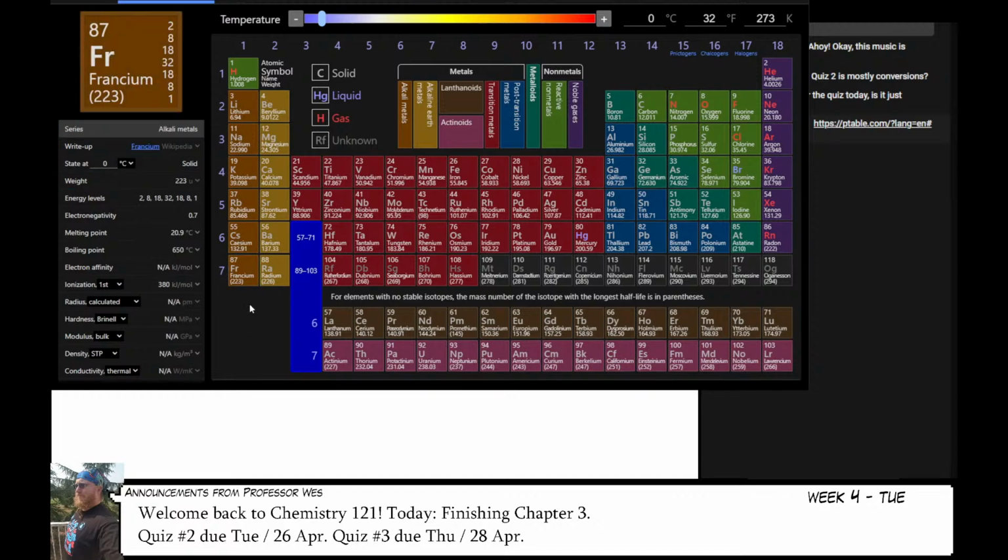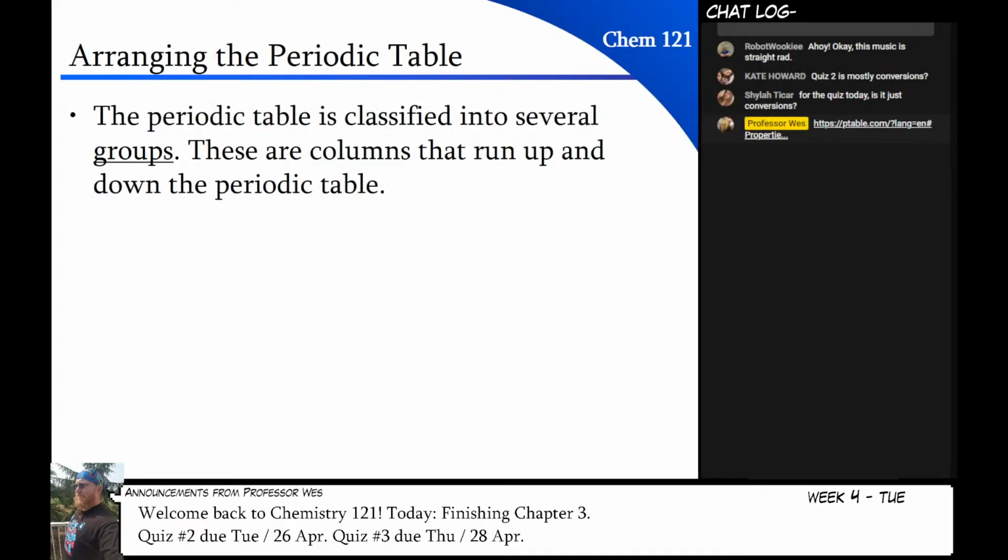You'll notice that we have a bunch of numbers on the side here that list each row 1 through 7. And then a bunch of numbers on the top here that go 1 through 18. These numbers along the top, categorizing our columns, are what are known as groups. So, group 1, group 2, group 3, group 18, so on and so forth. So, groups are columns, and columns run up and down.